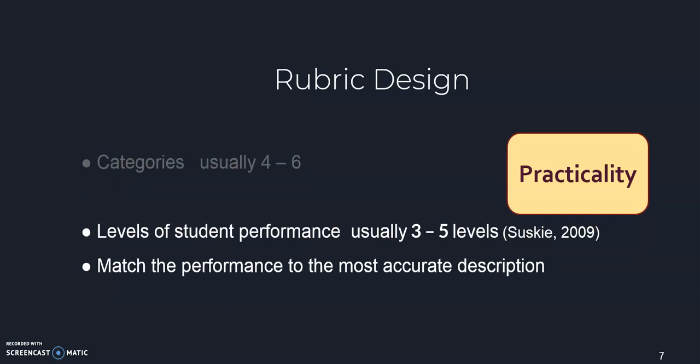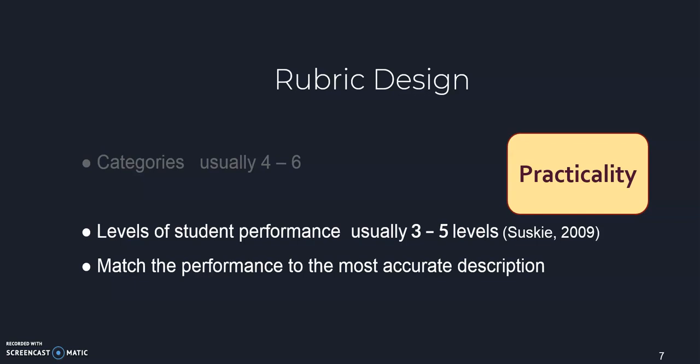And the levels of student performance, we're usually going to distinguish between 3 and 5 levels. If there's too few or too many, it becomes difficult to match the performance from the student's work to the most accurate description in the rubric. It's hard. If there's only 2, you're like, oh, is it this one or this one? But if it's too many, it's also difficult to figure out if it's here or if it's here.